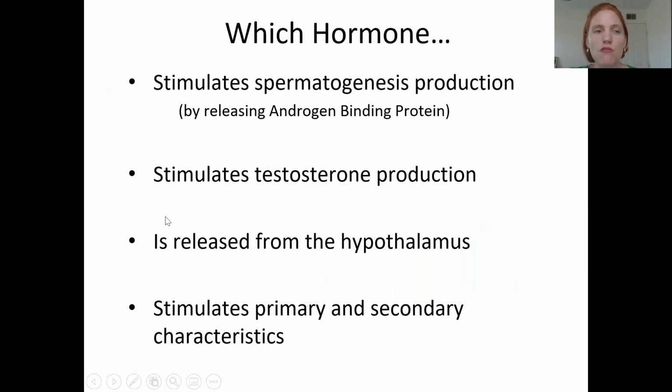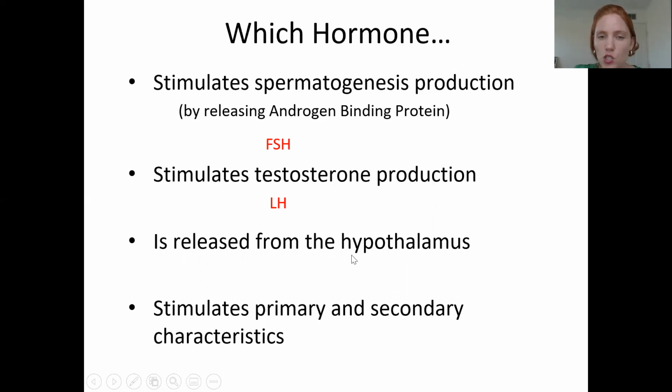Okay, so a little mini review here. Which one stimulates spermatogenesis? Okay, so that's going to be follicle-stimulating hormone, and the way that it works is by stimulating those Sertoli cells, which then help support and make it possible for the sperm to undergo spermatogenesis. Which one stimulates testosterone production? That one's going to be luteinizing hormone, by stimulating the Leydig cells to produce testosterone.